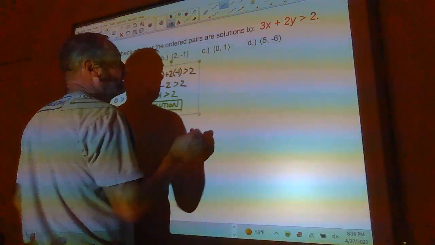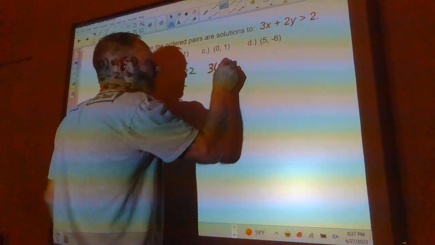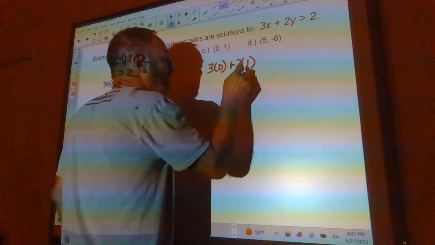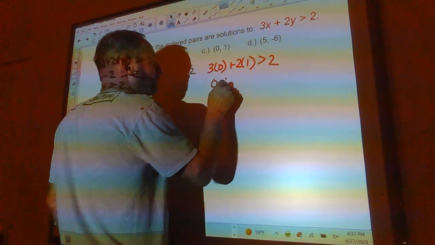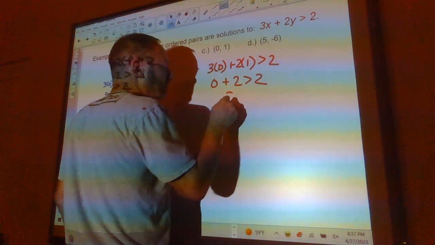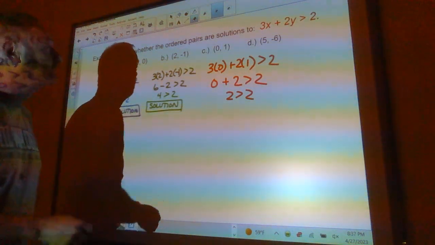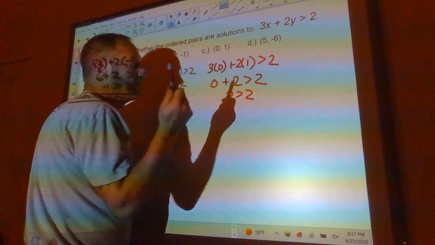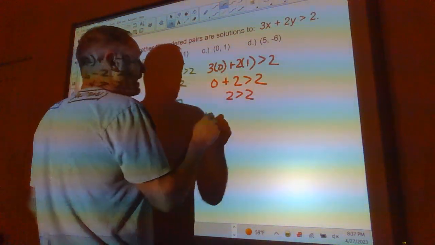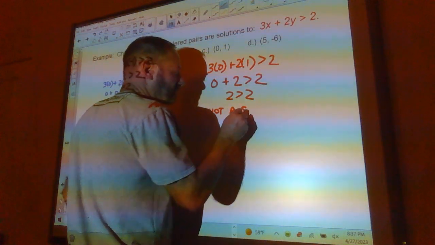Now this one, (0, 1). 3 times 0 plus 2 times 1 is greater than 2. So that would be 0 plus 2 is greater than 2. 2 is greater than 2. Now, that, my friends, is not true. If this was greater than or equal to, it would be true, but it's not. So we would say that this is not a solution.